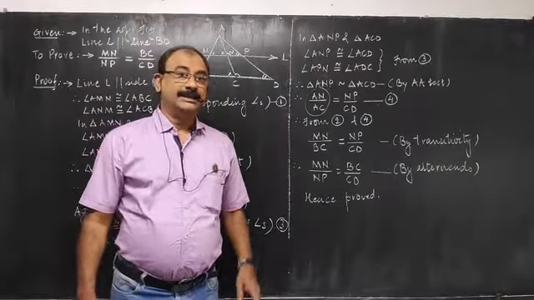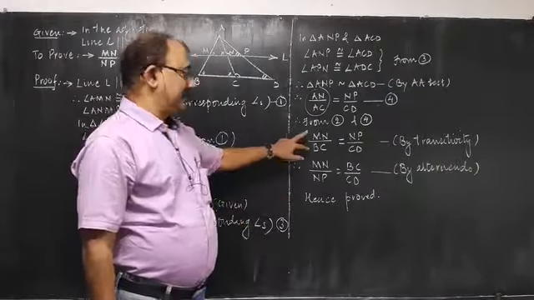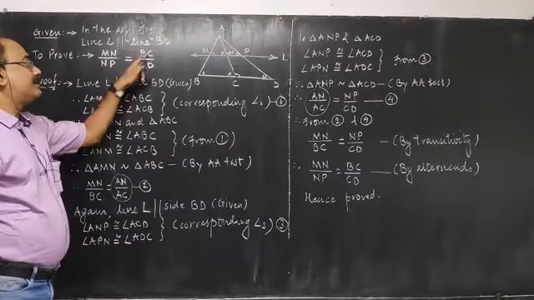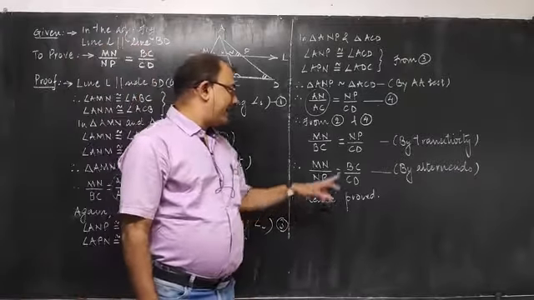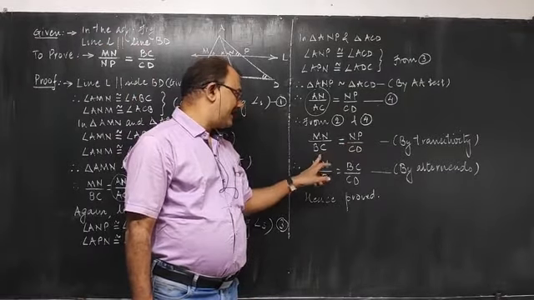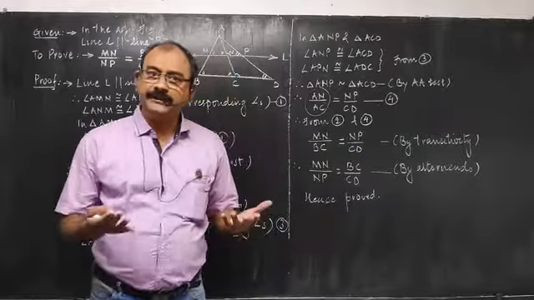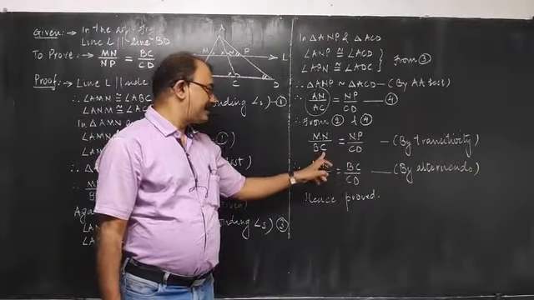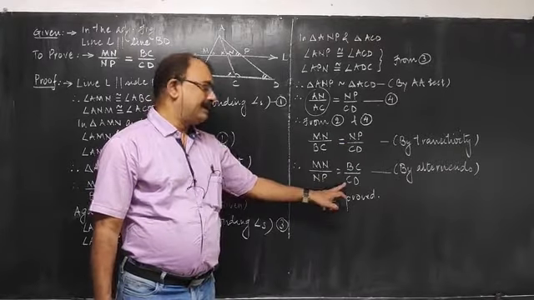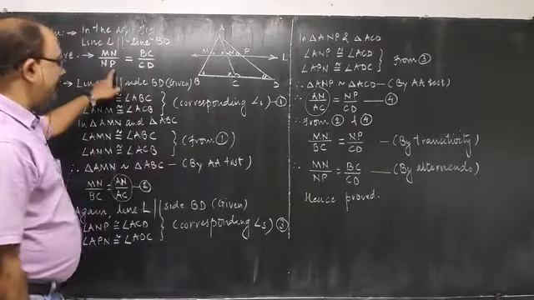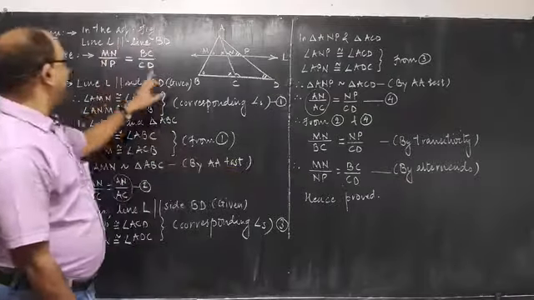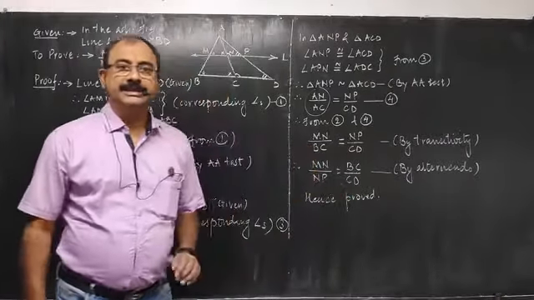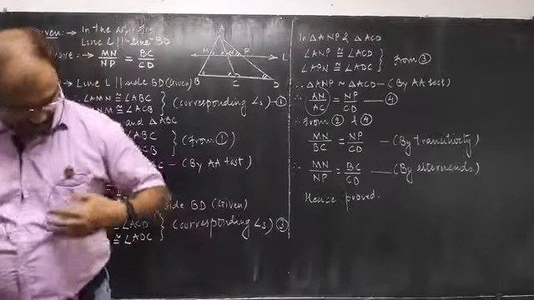But that is not the required result. Observe the required result: MN upon NP is equal to BC upon CD. So what I needed is that NP should go to this side and BC should go to this side, which we can very easily do using alternendo. So I have interchanged the positions of these two terms, and finally I have got this result. MN upon NP is equal to BC upon CD by alternendo. Hence proved.